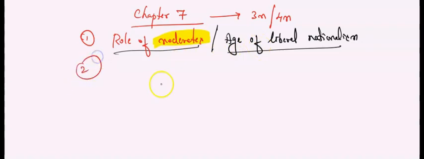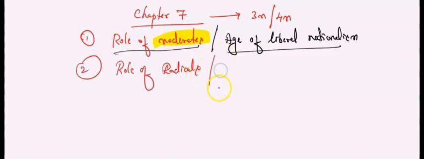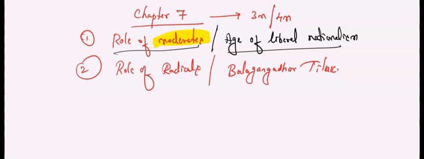Next question, make a note. Explain the role of radicals in the freedom movement, or in the Indian independence movement. Or sometimes they ask, explain the role of Bala Gangadhar Tilak. You should write the same answer. The question is different, but the answer remains the same.